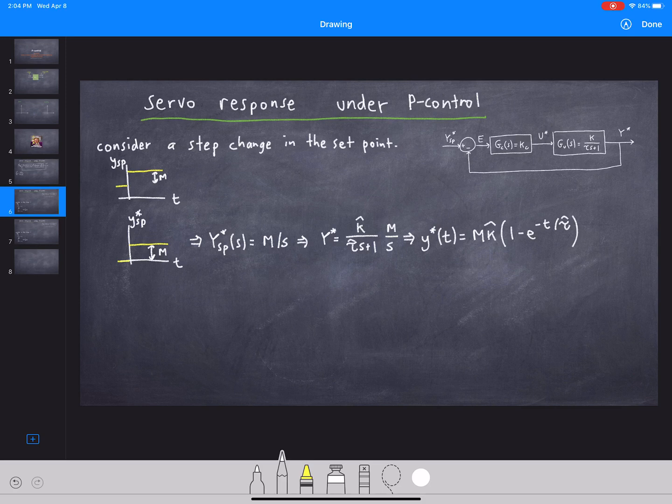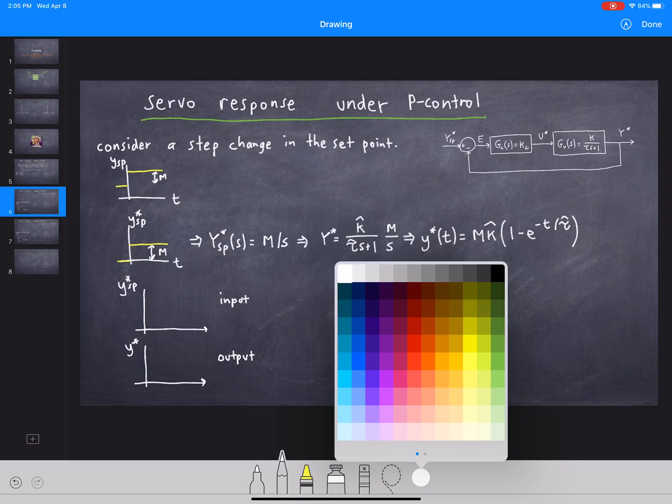Okay, so the picture of what this looks like is as follows. So I'll draw one more time. So we'll have a shared t-axis here. And here we'll have y star set point, and here we'll have y star. Okay, so this is your input. That's a set point change, and this is your output. The control variable under closed loop P control.